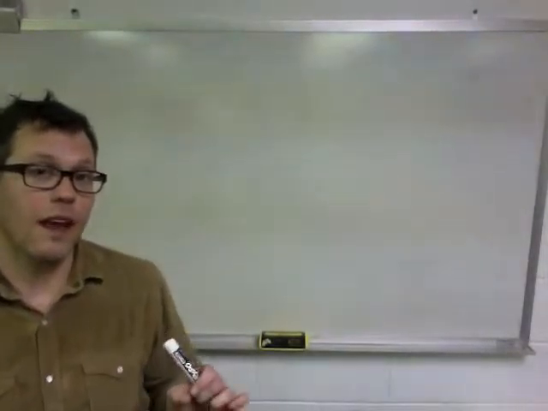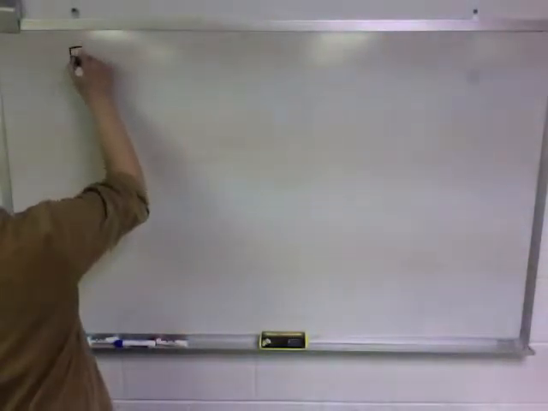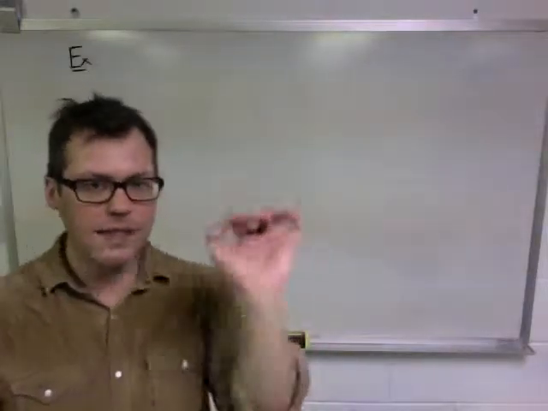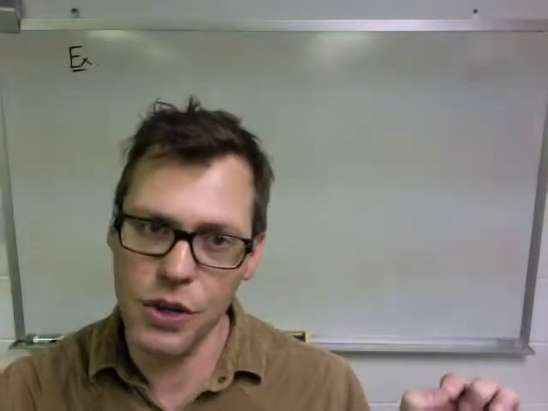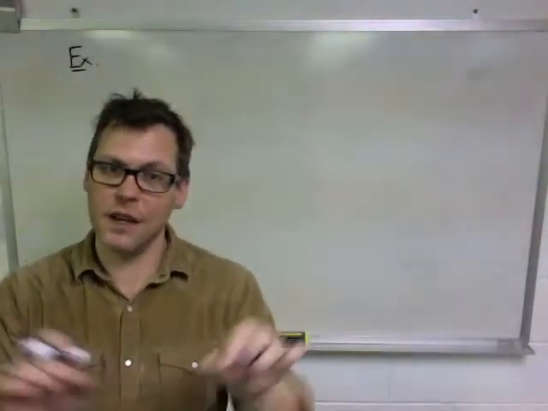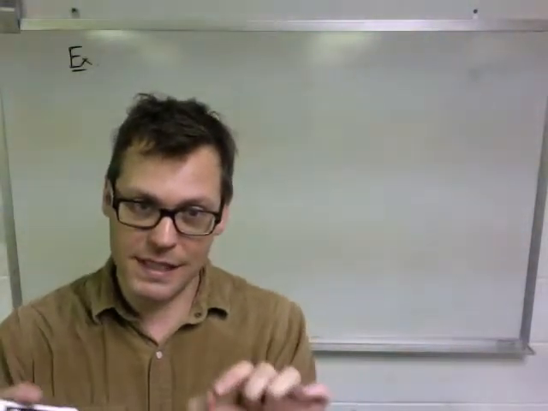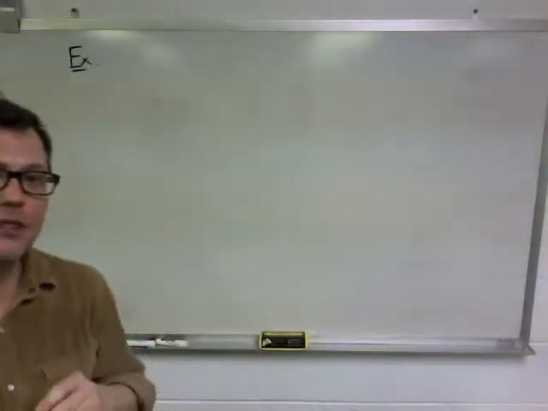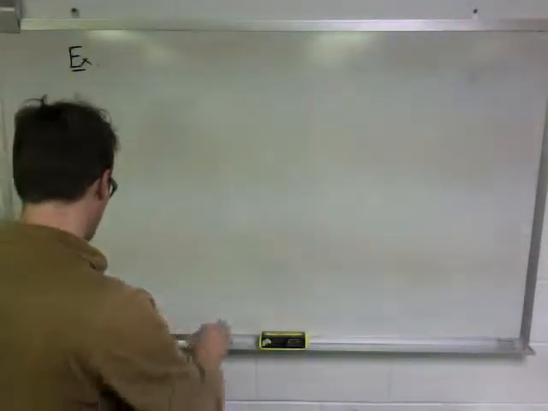Let's start with a simple example. Let's imagine that I've got a positive point charge. Very simple. Positive point charge, magnitude Q. And let's say that surrounding that point charge at some distance r, I've got a sphere, so it's centered on that charge. And I'm interested in what the electric flux through that sphere would be.